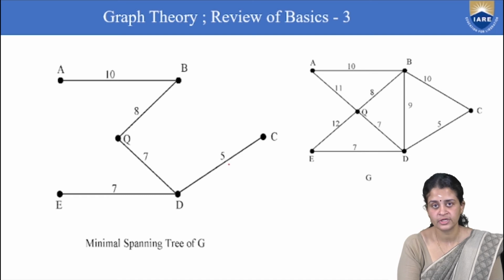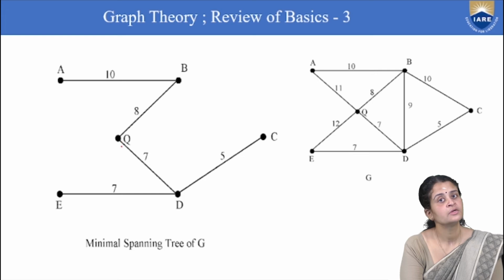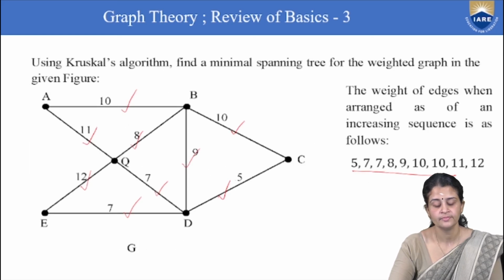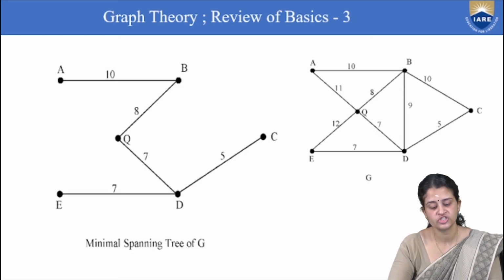First we have put the edge with weight 5. Then I put this edge with weight 7. Again, then the edge with weight 7. If I add that, it does not form a circuit, so I am adding that. Then came the edge with weight 8. Even if I add that edge also, no circuit is formed.